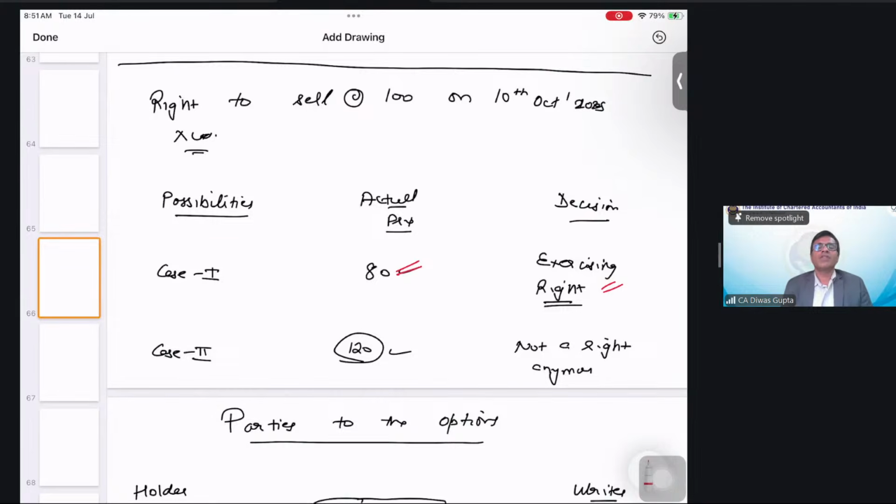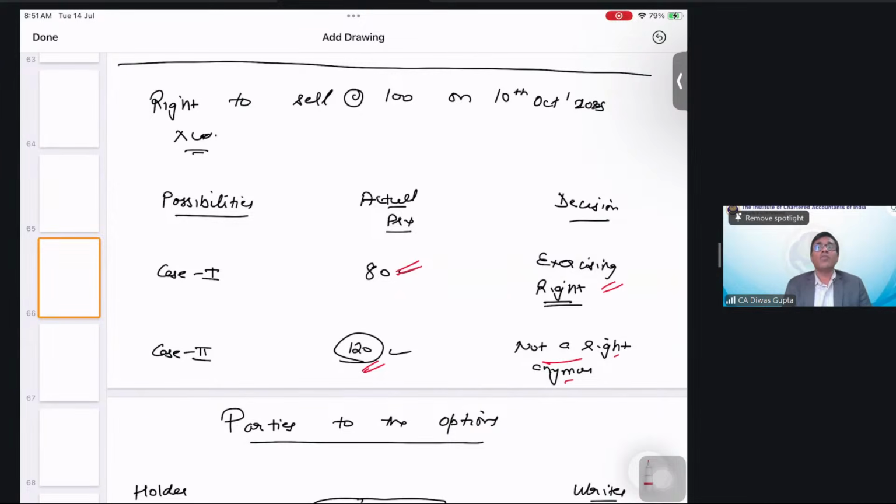The second case is, let's say the actual price is 120. This is not a right anymore. So I'm not going to exercise. Why? Because I have a right to sell at 100 for which the market is already giving me 120 rupees. So I will go in the open market and sell it at 120 rupees. I will not exercise this option.